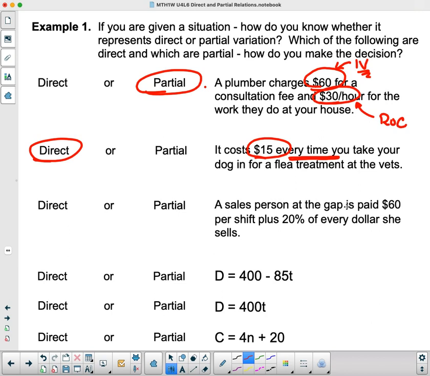A salesperson at the Gap is paid $60 per shift plus 20% of every dollar she sells. Now this is a weird way to write it, but this is a rate of change. She gets a certain percentage of what she sells, so that's a rate of change. And then this is what she gets. She's coming into work, she gets $60 no matter what. It's an initial value. So this has both, so it's partial.